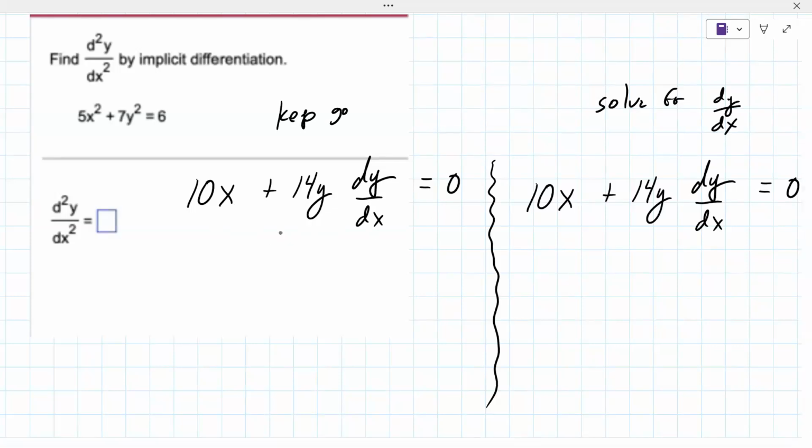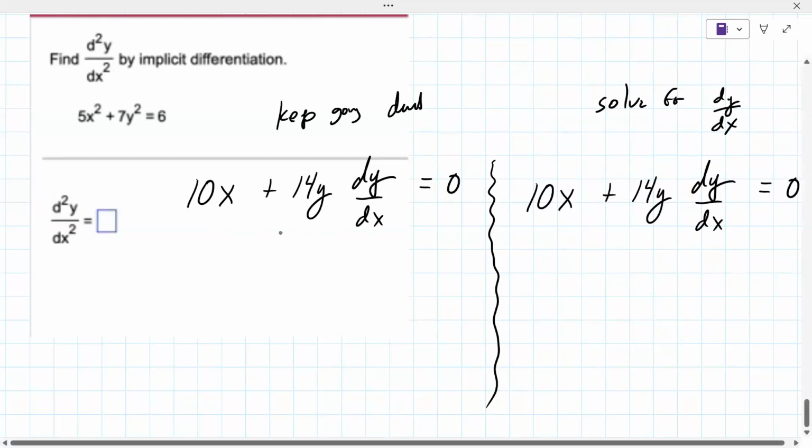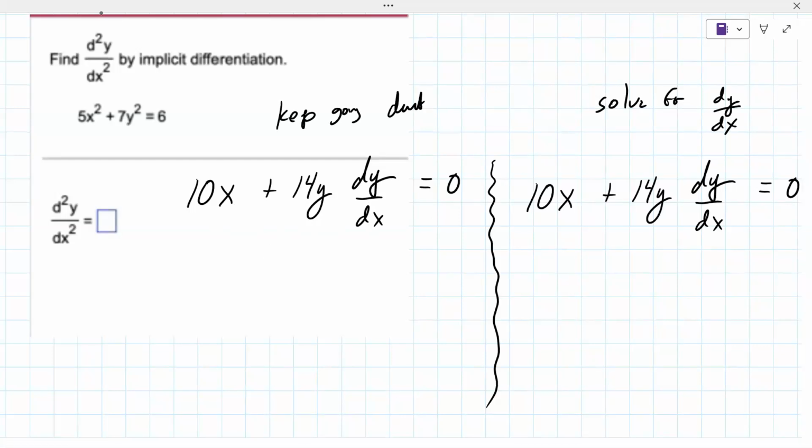What does it mean when the dy dx has the 2? That means the second derivative. Oh, okay. So the derivative of the derivative. Okay. It does have physical meaning, but in terms of this problem, you just got to keep going.